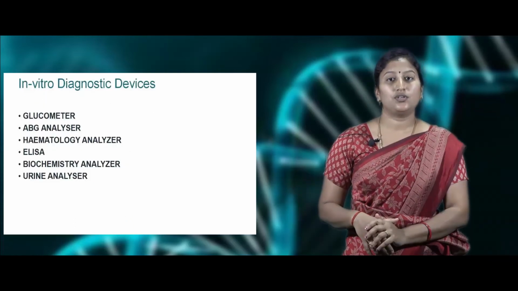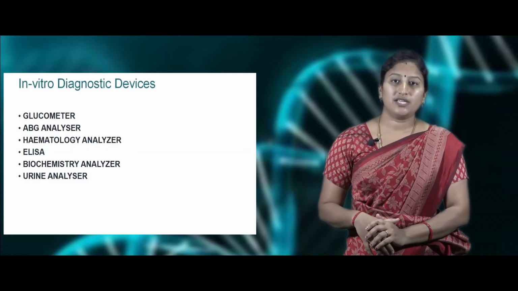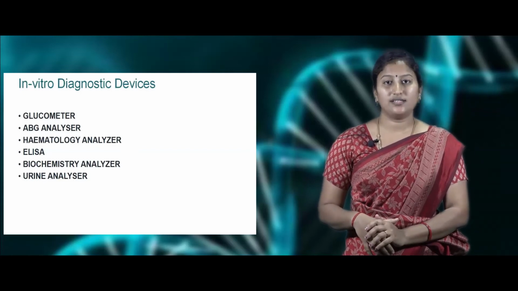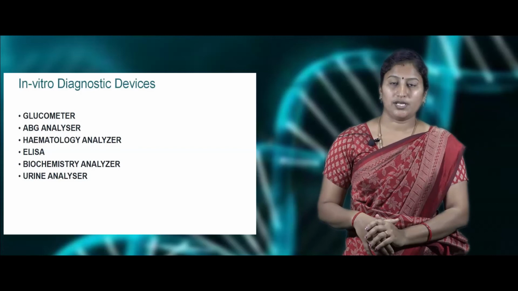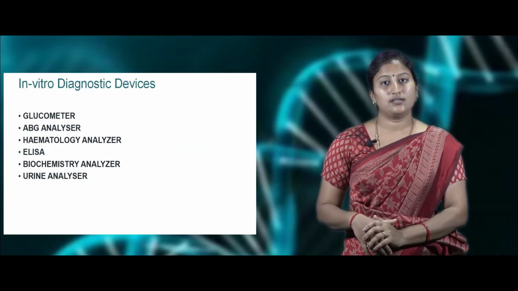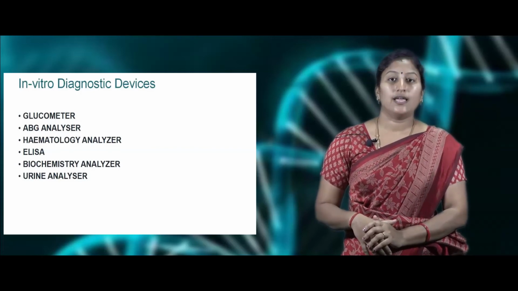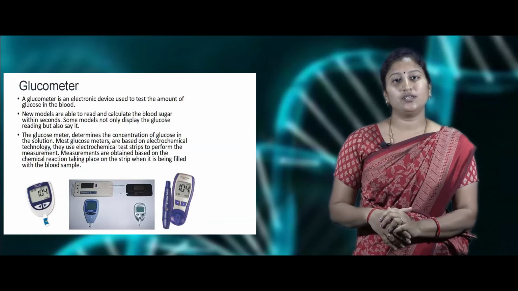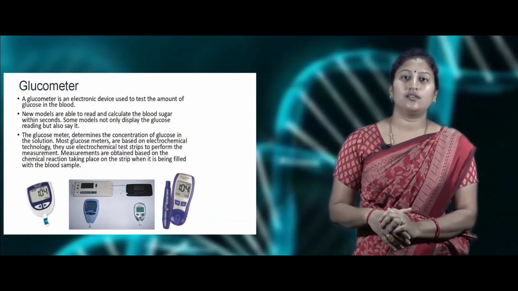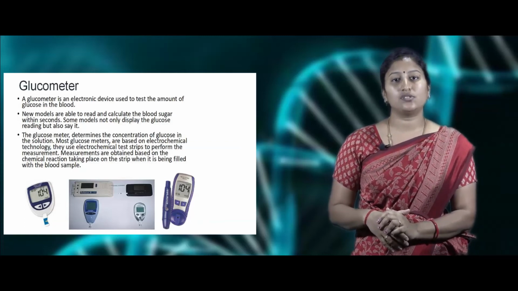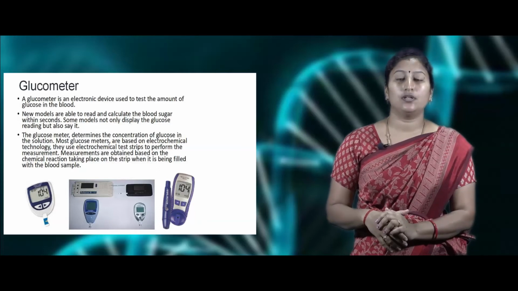Next is in vitro diagnostic devices. The major devices we discussed under this category are glucometer, ABG analyzer, hematology analyzer, ELISA machine, biochemistry analyzer and urine analyzer. Glucometer. Glucometer is a device that helps in detecting the amount of glucose in the given blood sample.